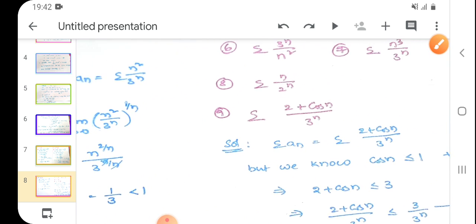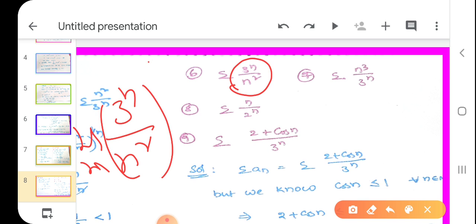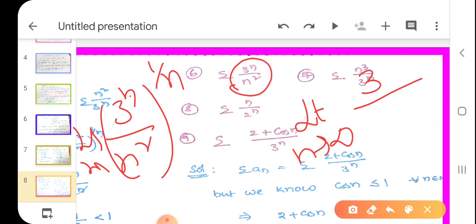What is the series here? 3^n by n^2. Limit n tends to infinity of (3^n / n^2) whole power 1/n. What do we get? Limit n tends to infinity. (3^n) whole power 1/n means 3, the n cancels. What do we get in the denominator? n^(2/n).